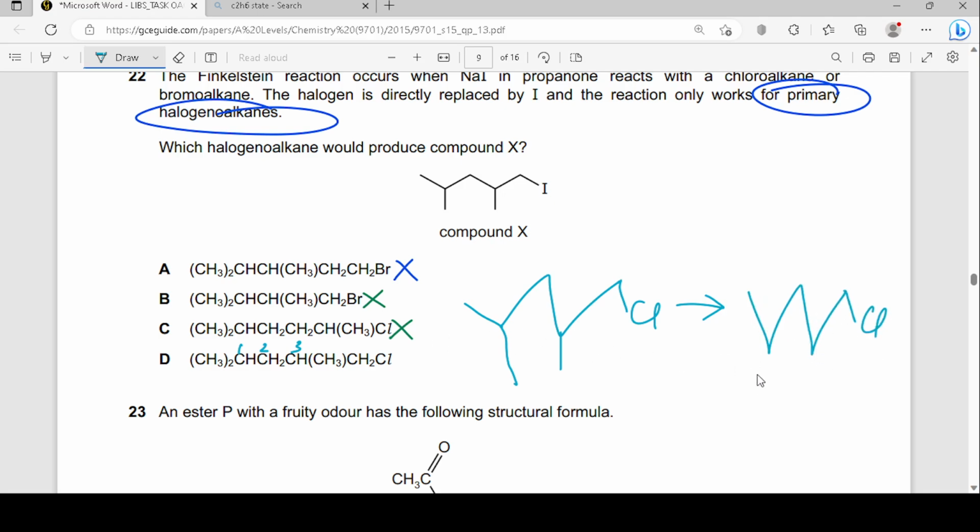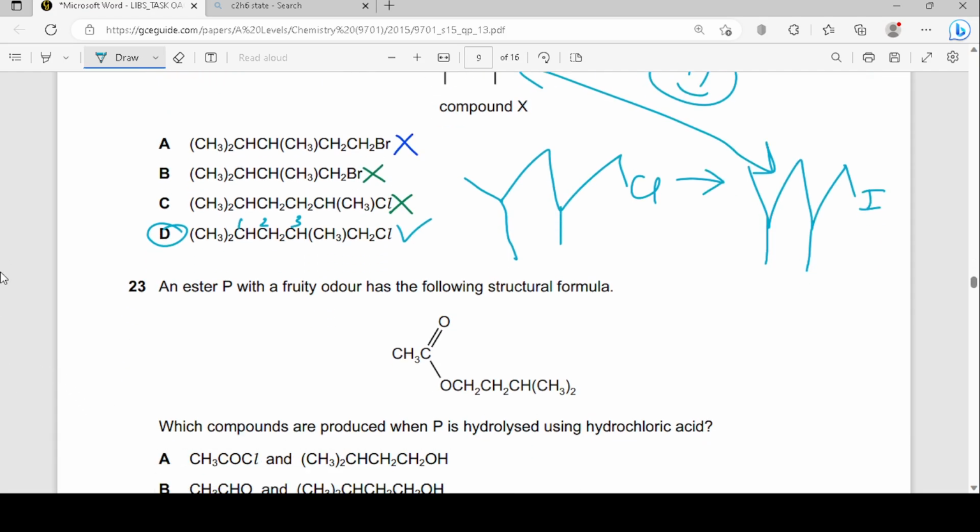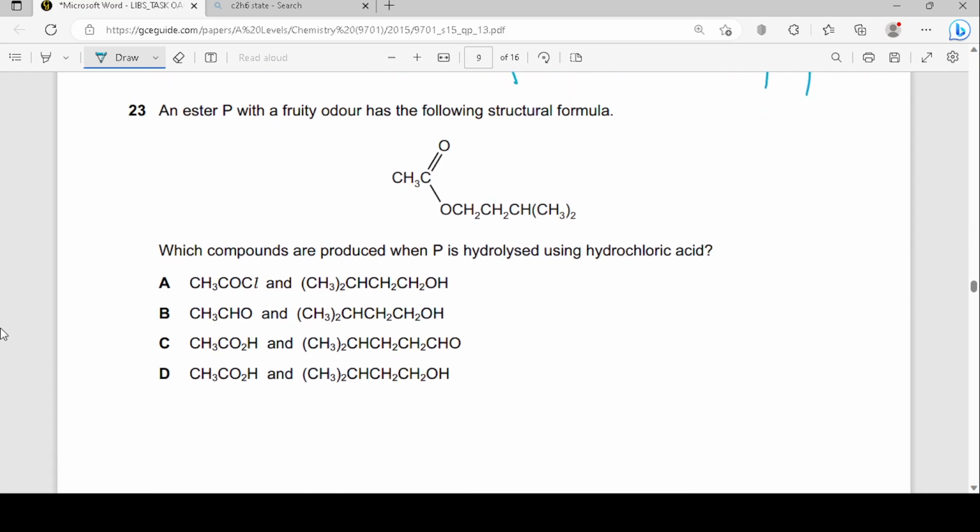Cl down here, and then one branch here and one branch here. Does that match with R? I'm going to do Cl and it should be I. Anyways, is this a match? It is a match. Okay, that makes me happy. So D must be the correct answer. Okay, so yeah, D is the answer. So that's nice. Now question number 23.